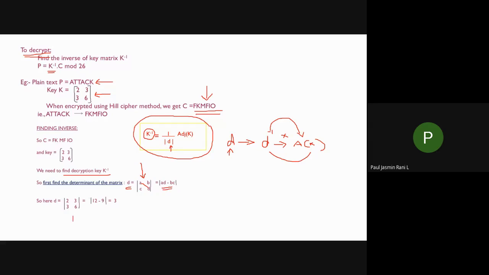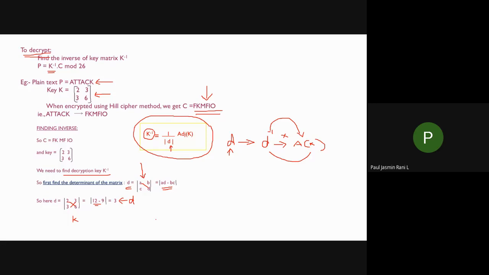So what is the key value? Key value is 2, 3, 3, 6, isn't it? This is a 2 cross 2 matrix. So what you'll do, 2 into 6, you will get 12. Next one, minus 3 into 3, you will get 9. So 12 minus 9 is 3. So what is this value? This is nothing but D. So we got a D value over here.